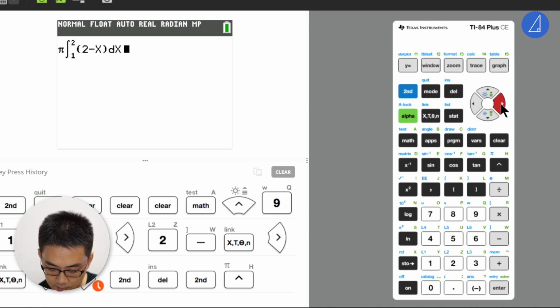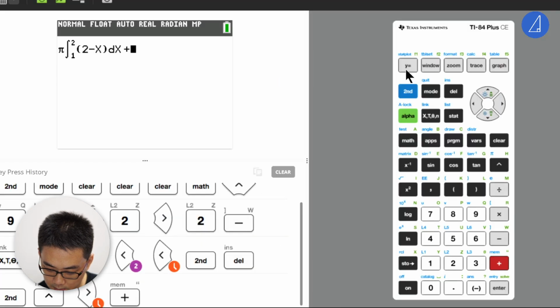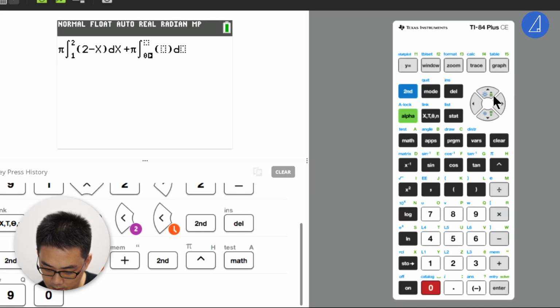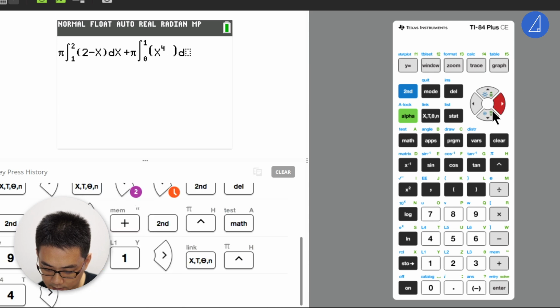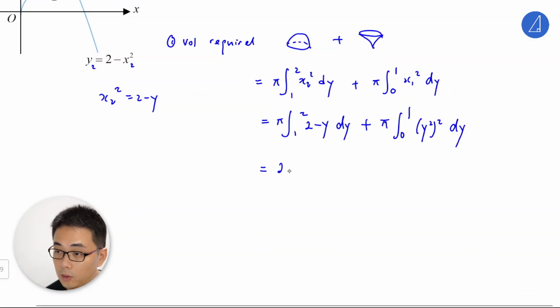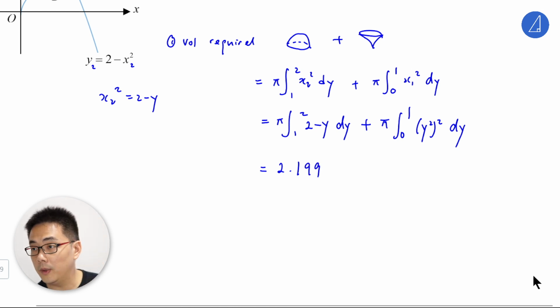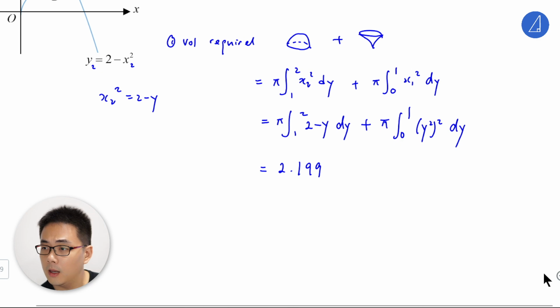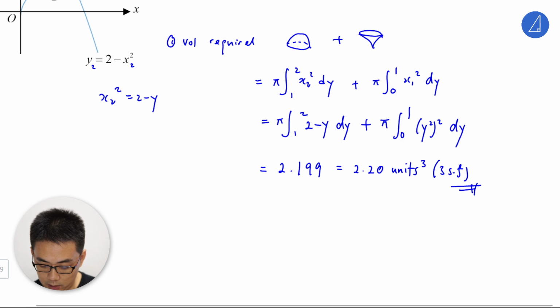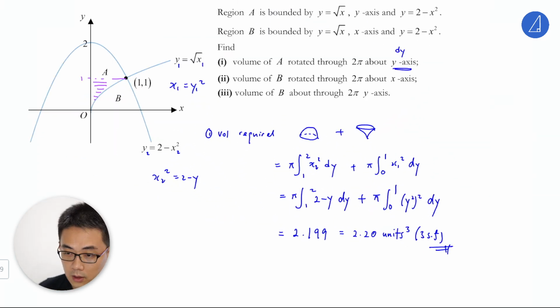It is in. Then plus math number 9, 0 to 1, x squared, then that'll be x. So the answer is 2.199 cubic units. Okay, that's about it.